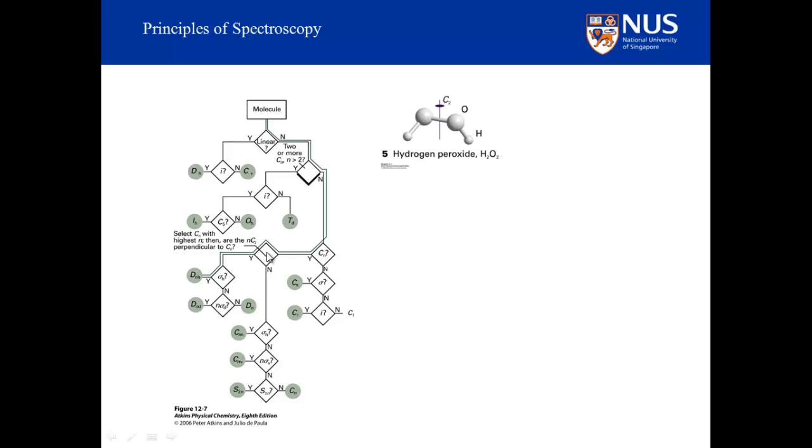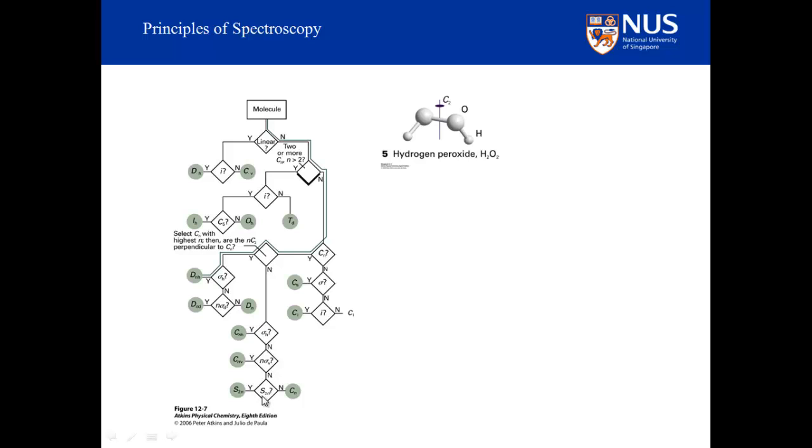So we go here. This question asks us to select a rotational axis with the highest n, which of course would be our C2 axis. And then it asks, are there n C2 axes perpendicular to our C2 axis? Well, the answer is no, there is only one C2 axis anyway. So we go down here. The next question asks, does it have a horizontal mirror plane? The answer again is no, so we go down here. Does it have any vertical mirror planes? Again, the answer is no, so I go down here.